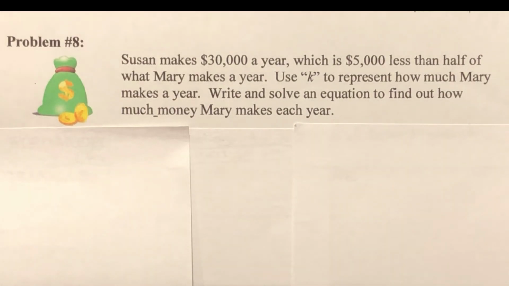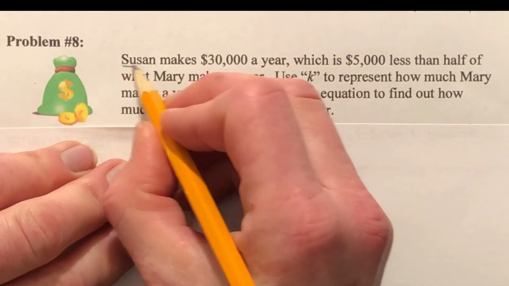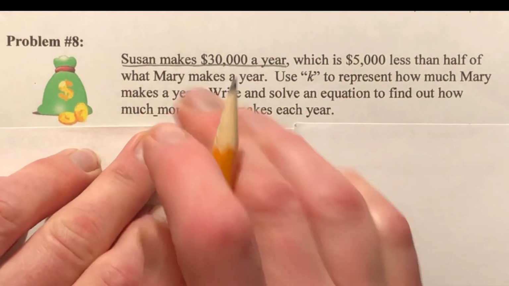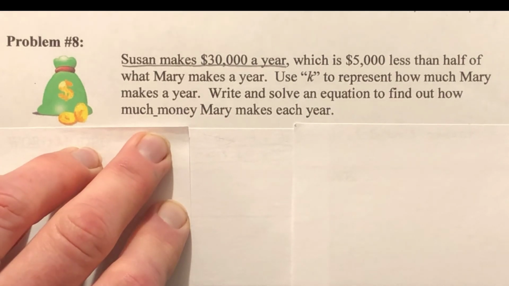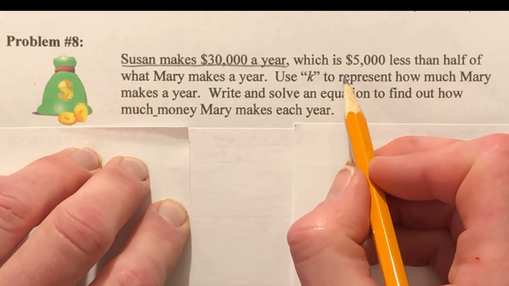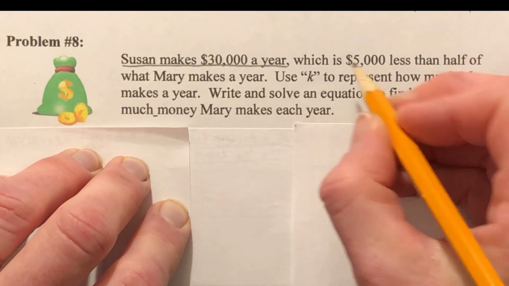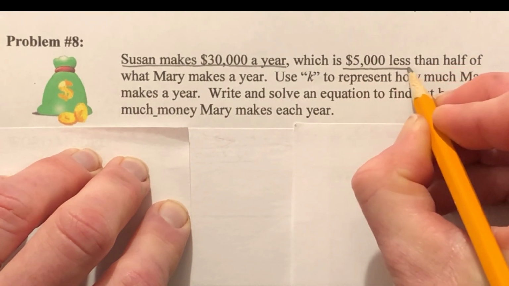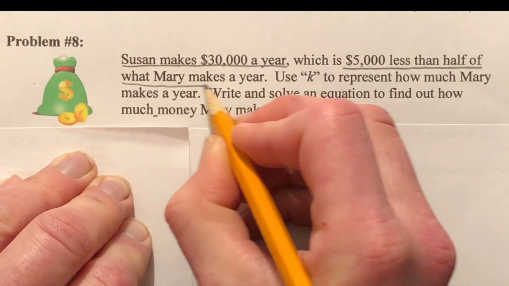Susan makes $30,000 a year, which is $5,000 less than half of what Mary makes a year. Use K to represent how much Mary makes per year. Write and solve an equation to find out how much money Mary makes each year. So she makes $30,000 a year, so we know exactly how much Susan makes. Now it's going to describe her amount compared to Mary: $5,000 less than half of what Mary makes a year.